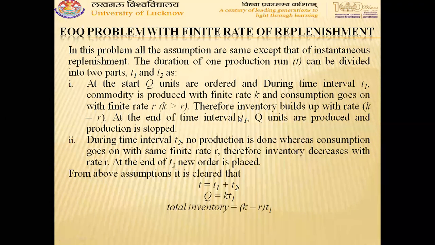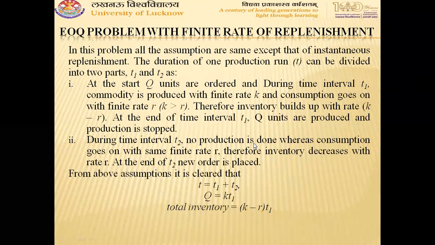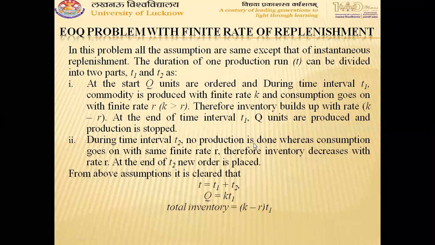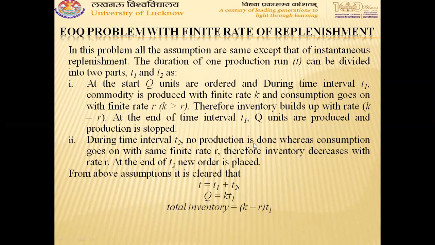At the end of T1, the Q units are produced and production is stopped. During time T2, no production is done, only consumption goes on and inventory starts decreasing with the rate of consumption, which was supposed to be R. Therefore, inventory decreases with rate R, and at the end of T2, inventory becomes 0 and a new order is placed.